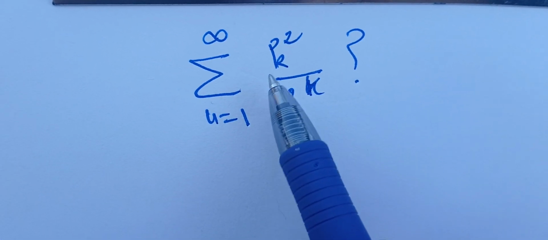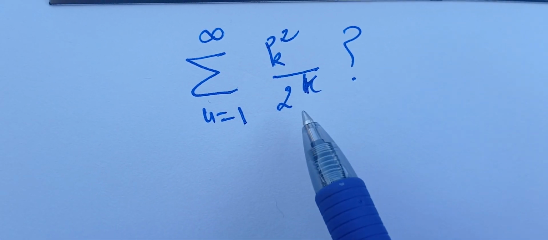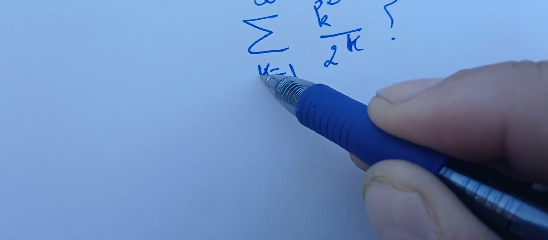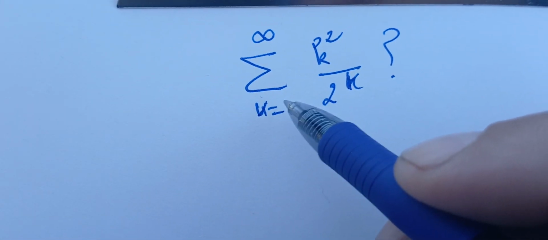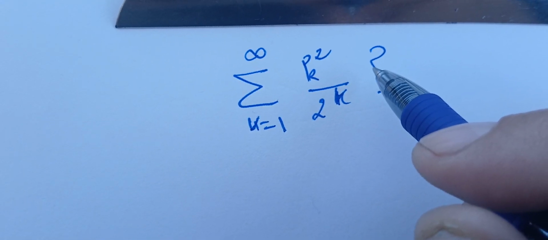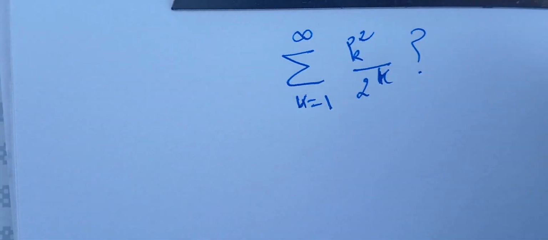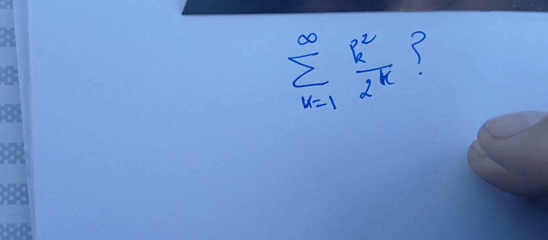Let's find the following sum: k squared over 2 to the power k, with k going from 1 to infinity. This question is coming from Berkeley Math Competition 2017. To deal with this kind of questions, most of the time we use a series. And we can get some familiar series and try to plug some values and get the result.